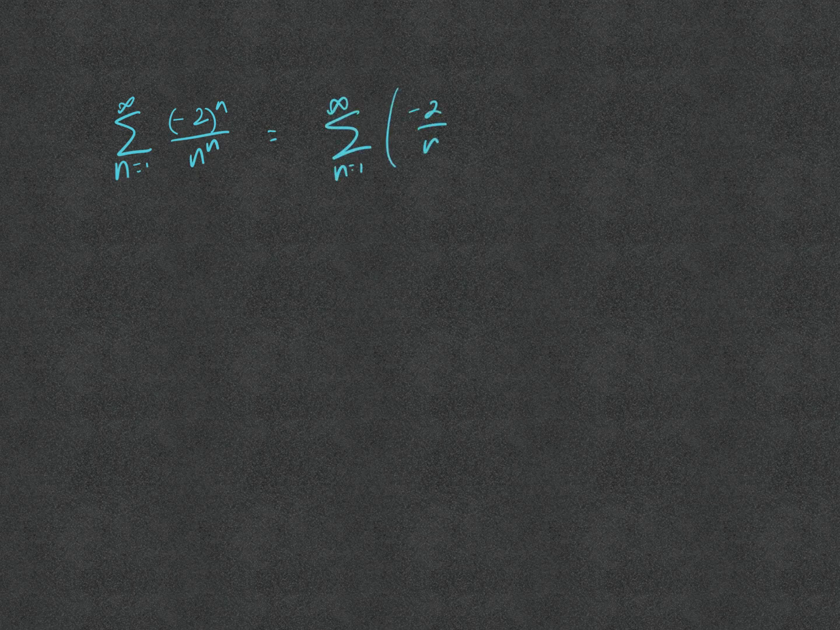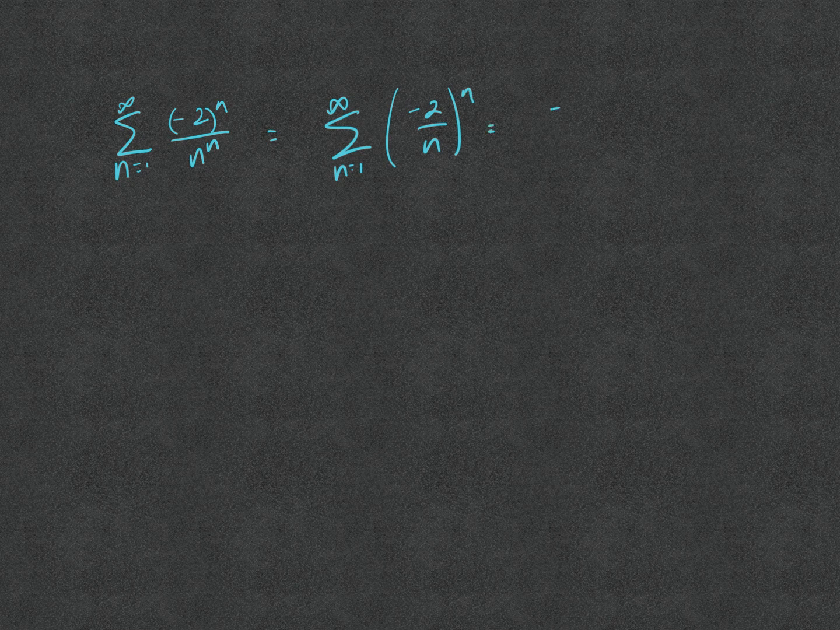Okay, so let's look at a problem. It says the series from n equals 1 to infinity of -2 to the n power over n to the n power. Now this looks like a problem we could use the root test on, so let's do it. We have the series from n equals 1 to infinity. Let's rewrite it as -2 over n, to the nth power.